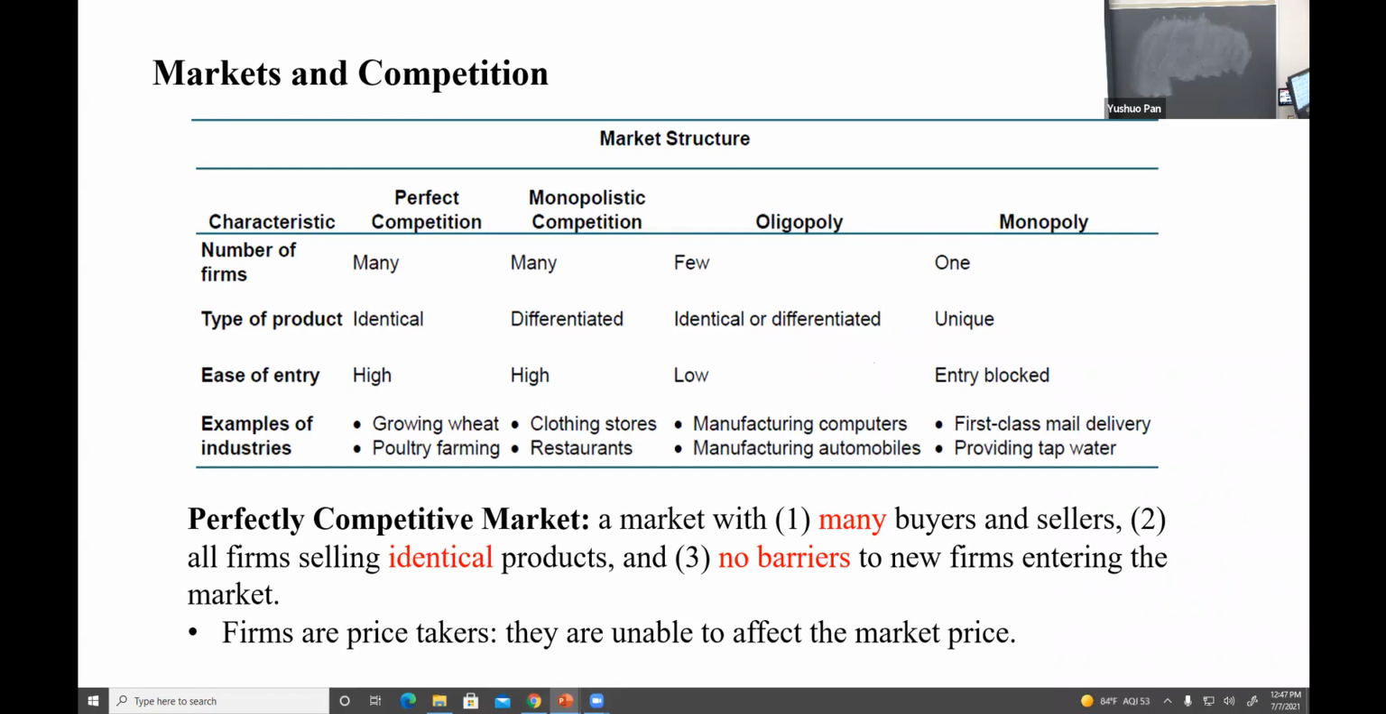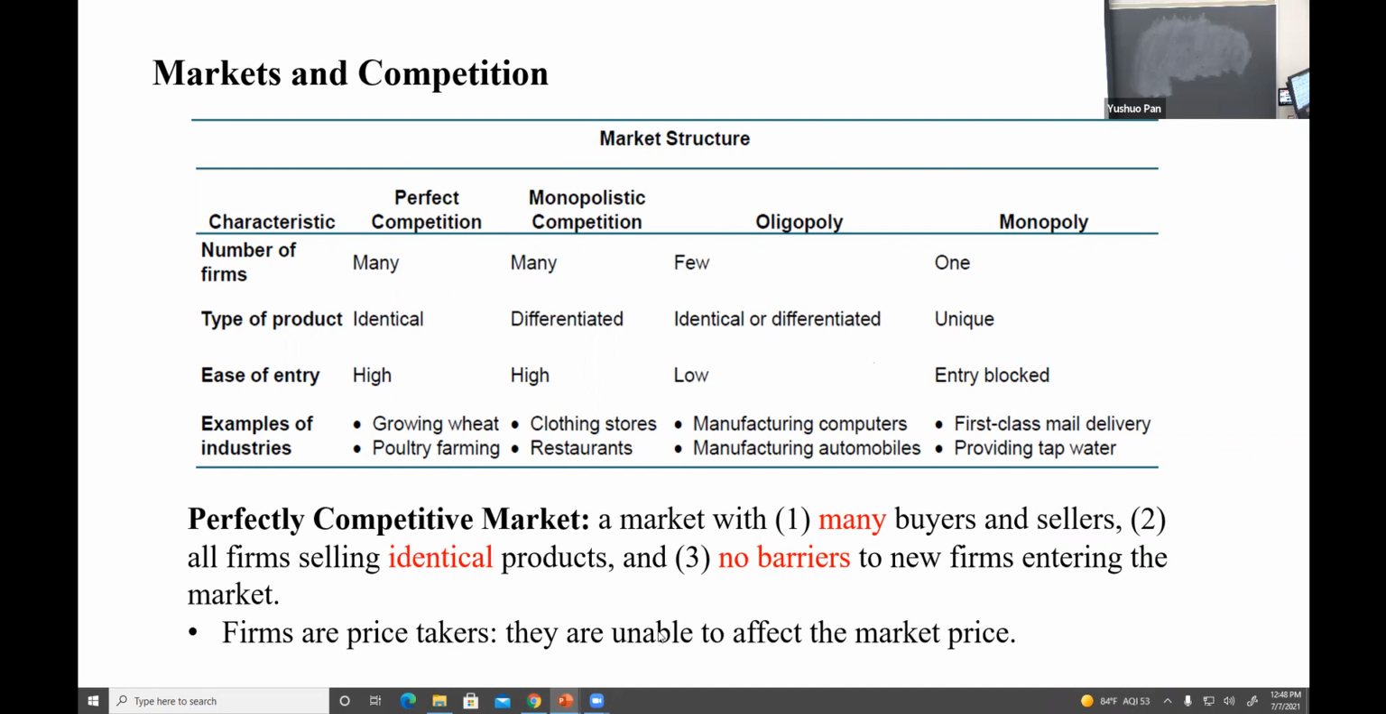So about markets and competition, you can see the table here. That's like a summary. What's the difference between these four markets? You can read that later because that's not important in this course. What we need to learn is the perfectly competitive market.